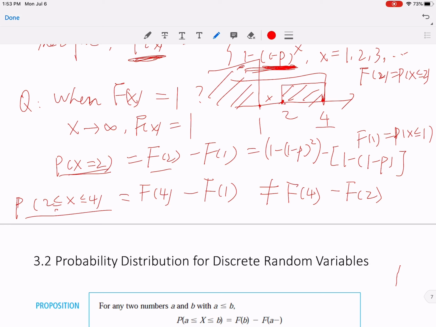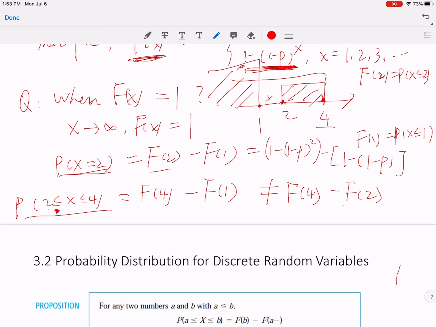If we have an equal sign for the 2 here, we cannot subtract f of 2 because we want the 2 included in this interval. If we subtract f of 2, then the 2 is gone. It's gone. The 2 is not included in the interval if we subtract f of 2 here. So if we want the 2 included in this interval, we need to subtract f of 1.